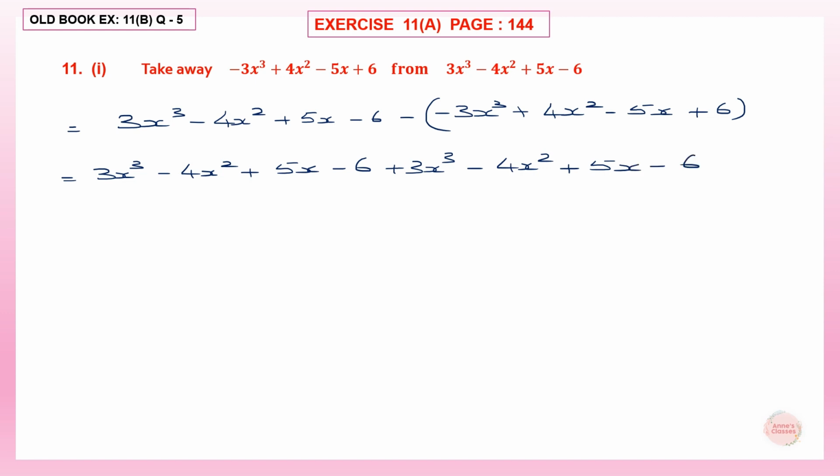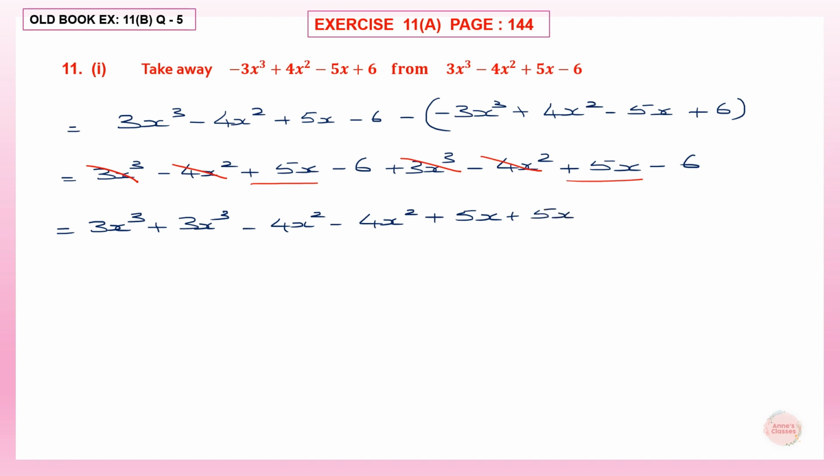Now we're going to get the like terms. 3x cubed and plus 3x cubed. Let's write it. So that is 3x cubed plus 3x cubed. Now let's look at the x squared. Minus 4x squared minus 4x squared. Now let's look at the x: plus 5x, and again we have plus 5x. So what is left is only the whole numbers, minus 6 and minus 6. Okay, so we have all the like terms together.